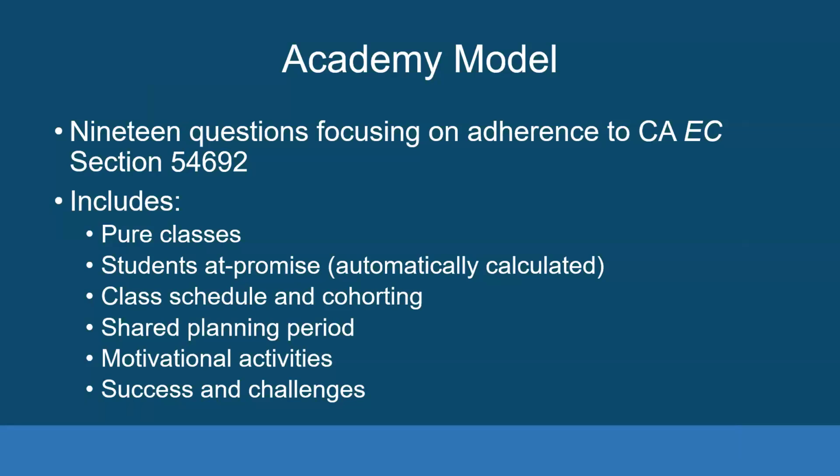It's going to ask you about the number of at-promise students in the 10th grade. It's going to ask questions about scheduling and class scheduling. It's going to ask if you have a shared planning period with your CPA team, what motivational activities you use to get students excited about the program. It's also asking for some narrative about your successes this year, as well as any challenges that you faced. And really this Academy model section, these 19 questions, it's all just narrative about what's going on in your academy. You're telling us a story.